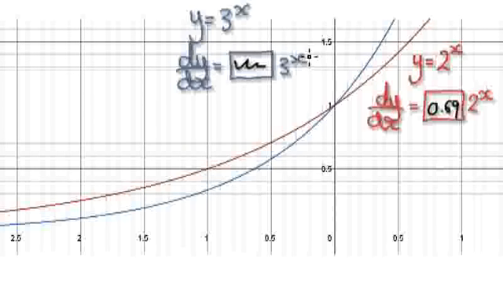And then if you look at y equals 3 to the power of x, if you differentiate it, it will give you some constant times 3 to the power of x. Now this constant here is the gradient of the blue line at x equals 0. So it's going to be this gradient here, and it turned out to be roughly 1.10.